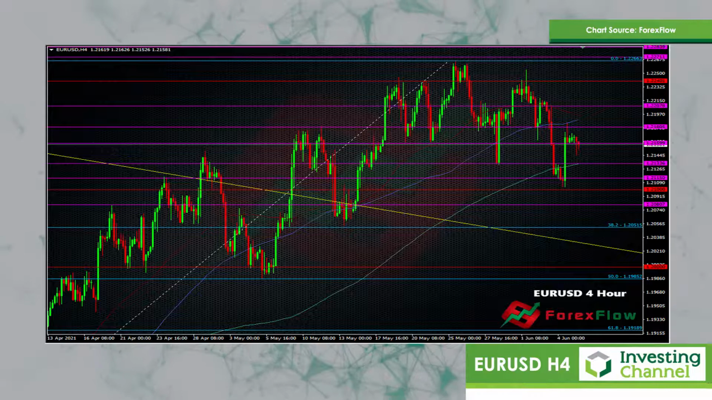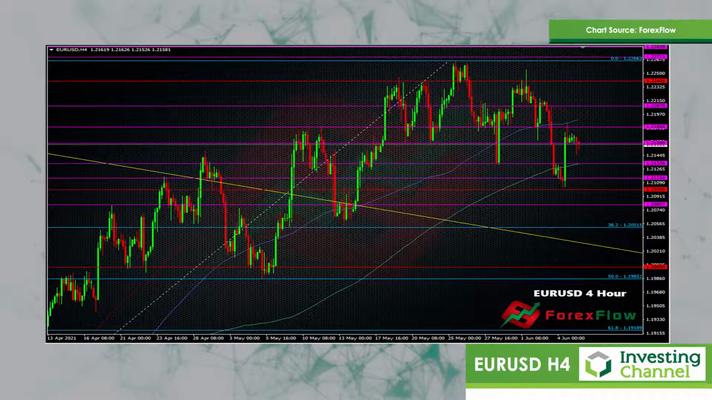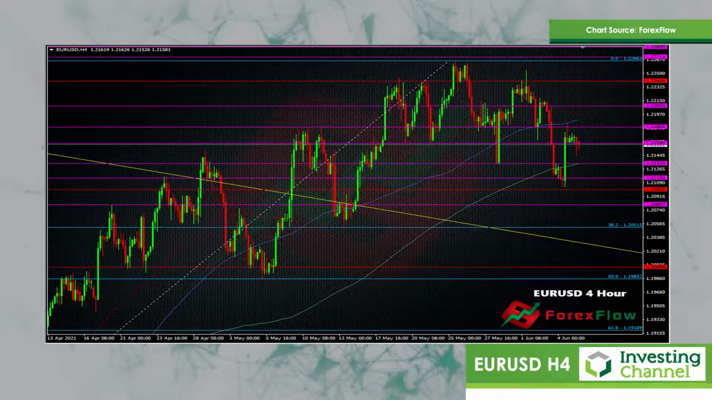Below 121, we're going to see if the 120.80 area is going to show up again. It's been one of those historical S&R levels. Get below that and then the next big level is 120.50. So that's the range for that pair.